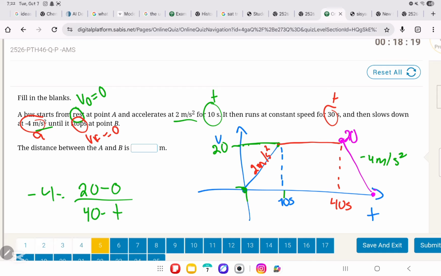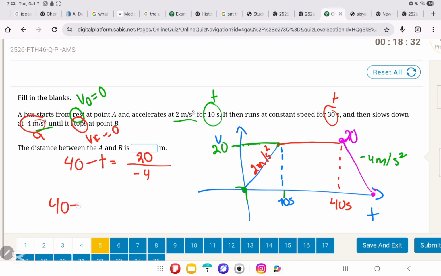Alright, so what can we say? We can say 20 minus 0 is 20. So now we can say that 40 minus t, after changing the equation, is equal to what? Is equal to 20 over minus 4. That means 40 minus t is equal to minus 5. Minus t is equal to minus 45. So the time is going to be what? The time is going to be 45 seconds over here, very simply.